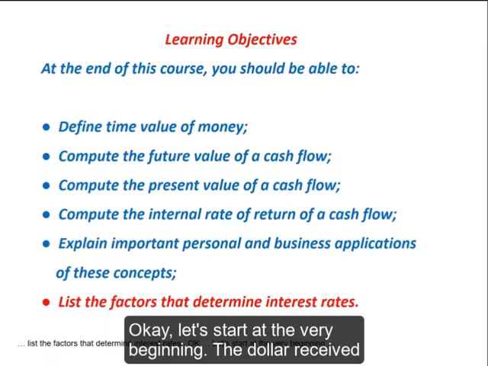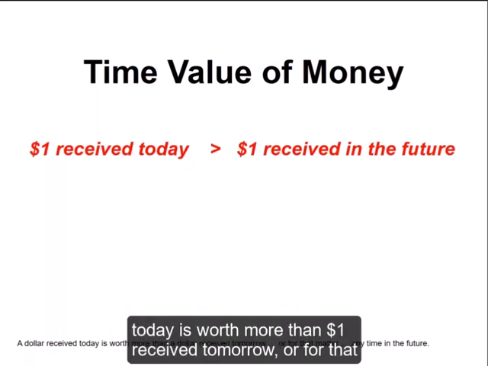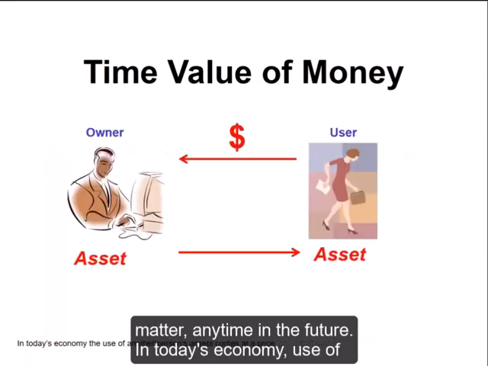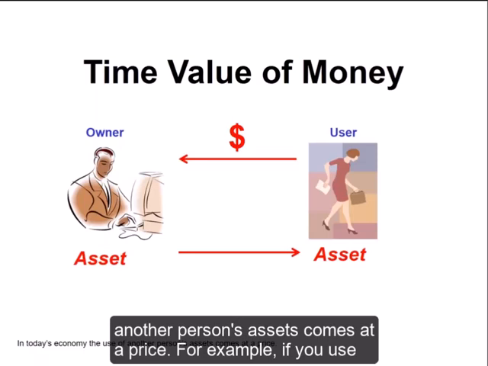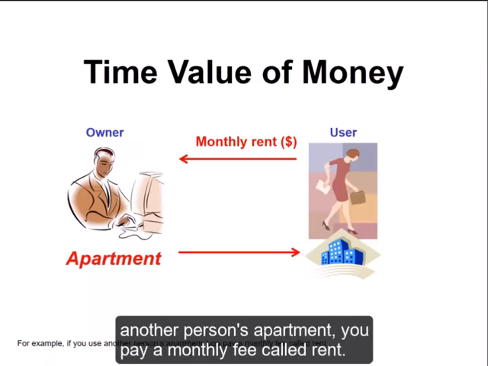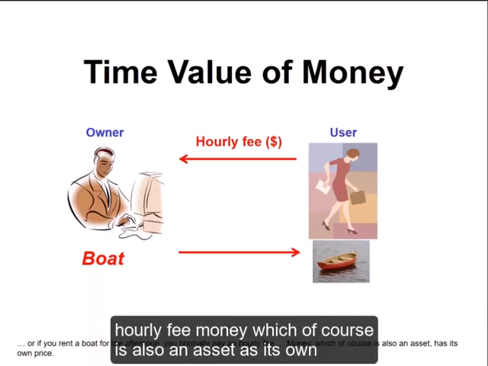Okay, let's start at the very beginning. A dollar received today is worth more than a dollar received tomorrow, or for that matter, any time in the future. In today's economy, the use of another person's assets comes at a price. For example, if you use another person's apartment, you pay a monthly fee called rent. Or if you rent a boat for the afternoon, you normally pay an hourly fee.